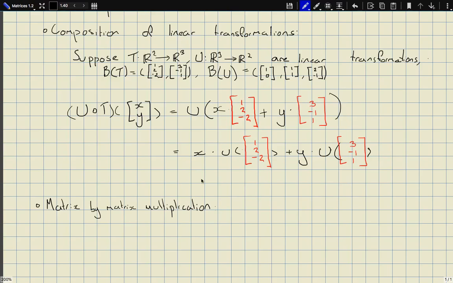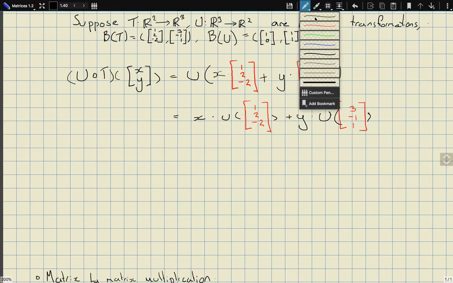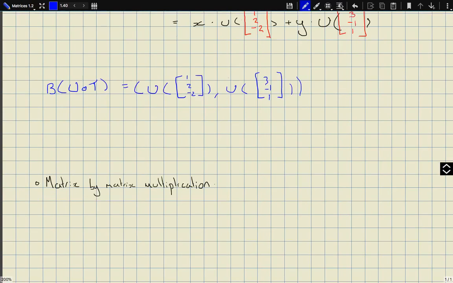So let's do that. Actually, I think I'll leave this here and I'll just give us some extra space below. Fantastic. So now we know that the basis of U of T is actually just going to be the basis of T, but we're going to transform each of T's basis vectors, so (1, 2, -2) and (3, -1, 1). We're just going to transform all of these by U individually.